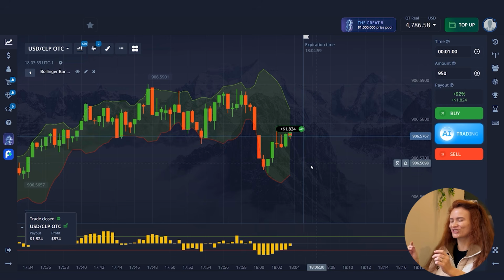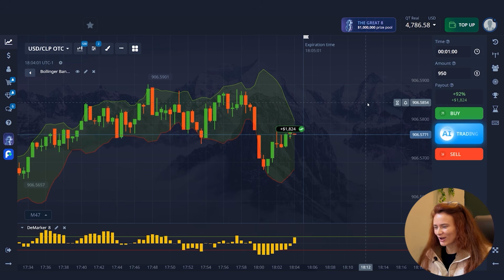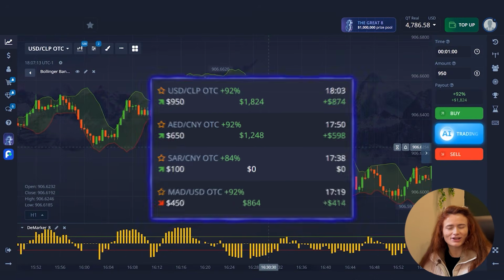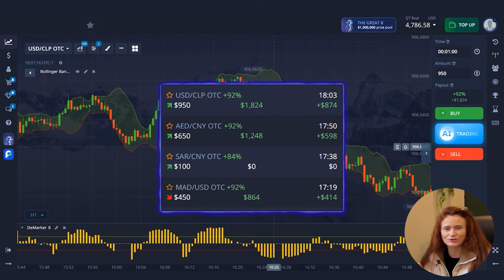And bingo, the trade is also profitable. So now I see that my capital has increased to $4,786, guys. It's just an amazing result. And on this, I would like to conclude my trading session. Excellent session, and again without chaos, everything according to the strategy.